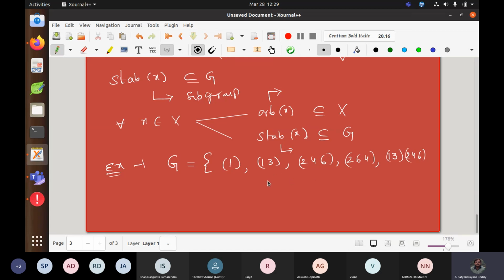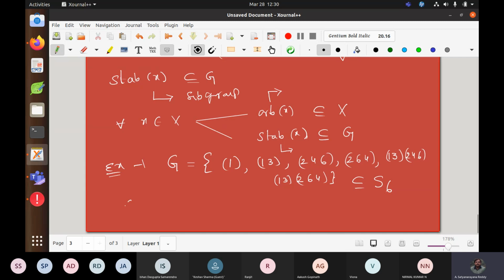And 1, 3, 2, 6, 4. Very simple. 2, 6, 4. Okay, so how many elements are there? So 1, 2, 3, 4, 5, 6. Right. So somebody can tell me it is a subgroup of what? S6. It is a subgroup of S6. Okay, it is a subgroup of S6.